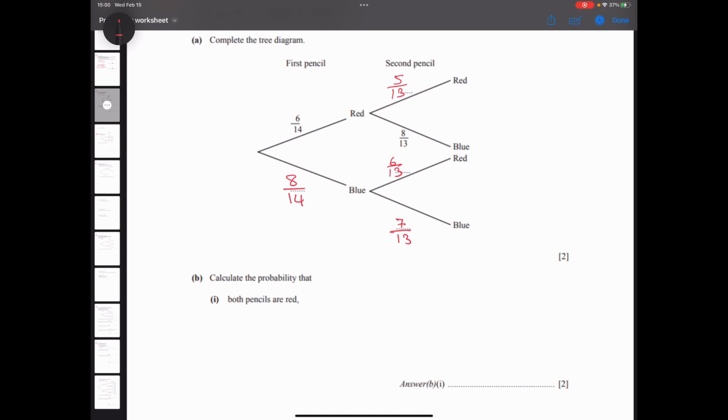Calculate the probability that both pencils are red, so it's 6 over 14 times 5 over 13. You go this branch times this branch, which would give you the red and red. So 6 times 5 is 30, and 14 times 13, that's a calculator here, 182.